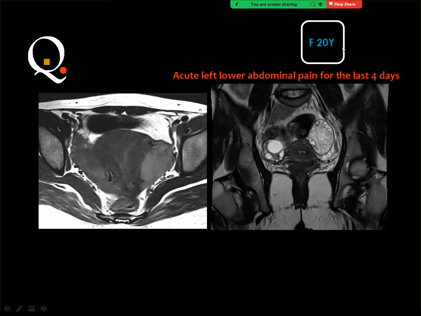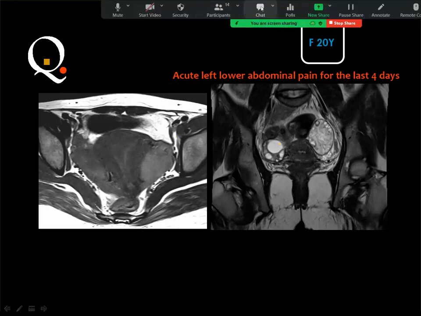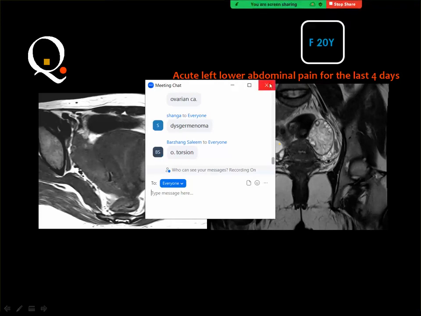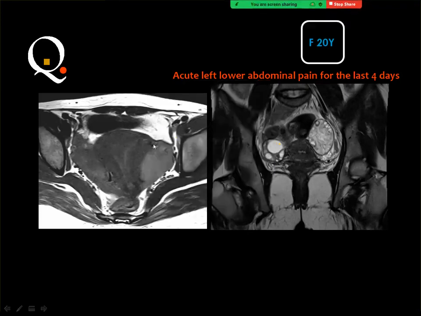Female patient, 20 years old, with acute left lower abdominal pain for the last 4 days. Yes, very good. This is ovarian torsion, and you see that the left ovary is markedly swollen and it has an increased signal intensity in the T1 weighted image, denoting some congestion or even hemorrhage. And this is the appearance of the torsed ovary in the coronal T2 weighted image. This is the normal right ovary containing multiple variable sized follicles.